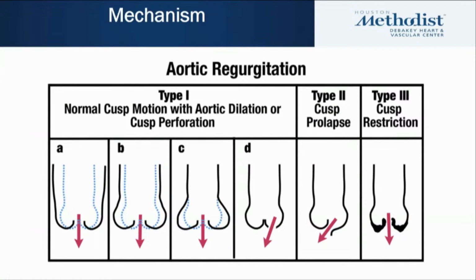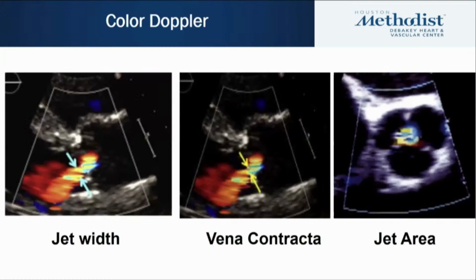So what are the different mechanisms of aortic regurgitation? Type 1 is caused by normal cusp motion with aortic dilation, so it's either in the sinuses, sinotubular junction, or the ascending aorta, or it can be caused by any cusp perforation, and this can be caused by infective endocarditis. Type 2 results from cusp prolapse, and type 3 can result from cusp restriction. So you have restricted leaflets that don't coapt well.